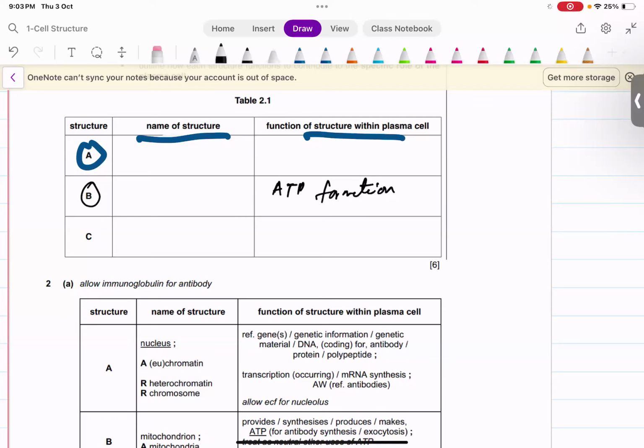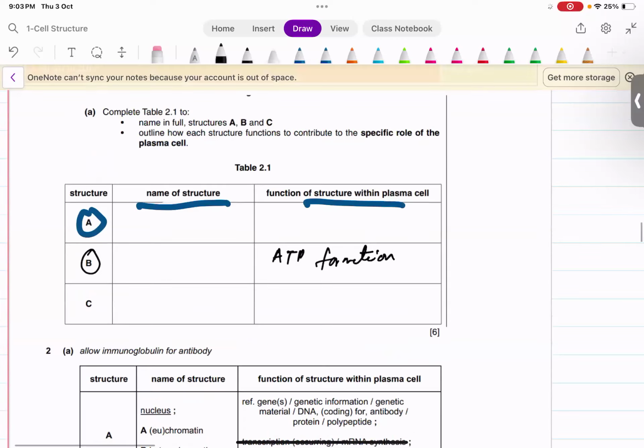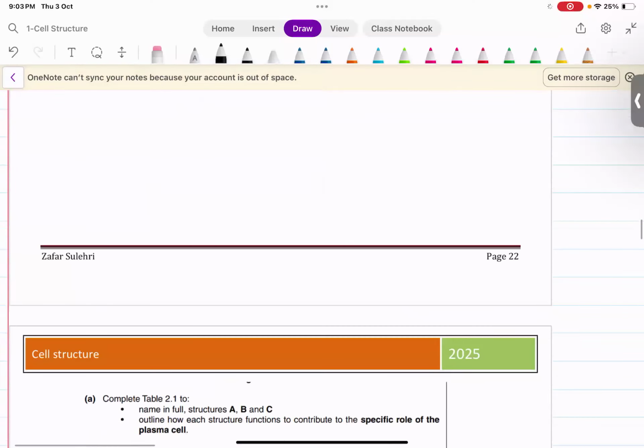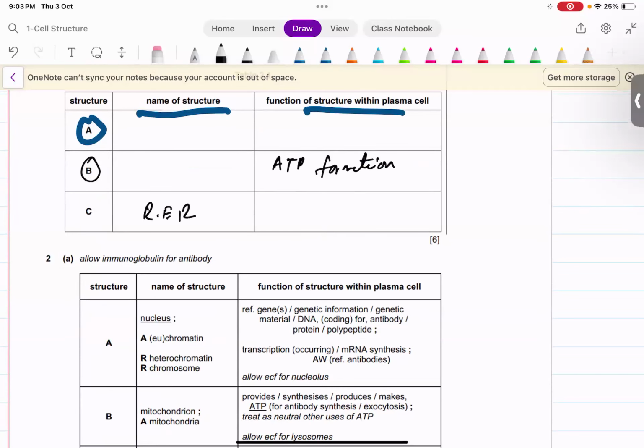And C, what is C? C is rough endoplasmic reticulum. So obviously rough endoplasmic reticulum is needed for formation of proteins, or you might write translation. So B is mitochondria, and A is nucleus. It has genes for protein synthesis, and RER, protein formation.